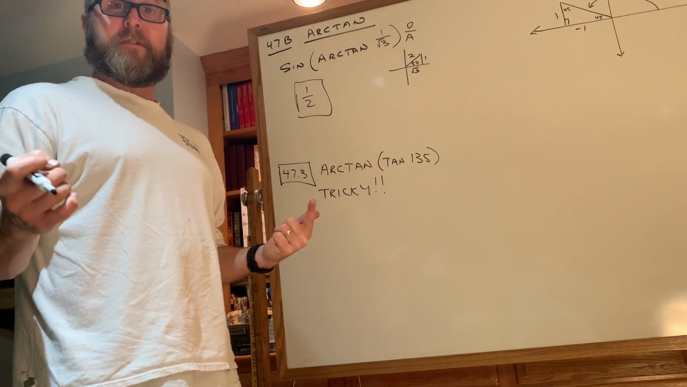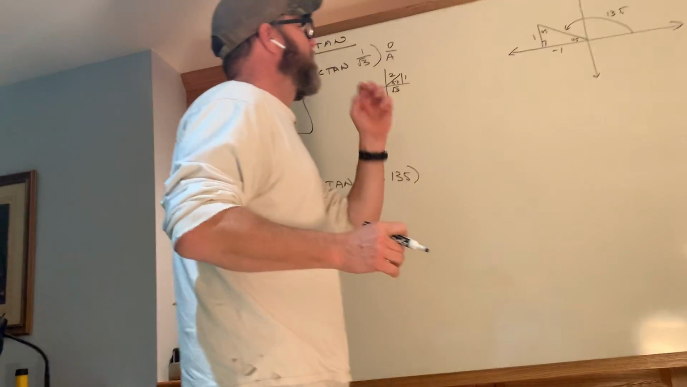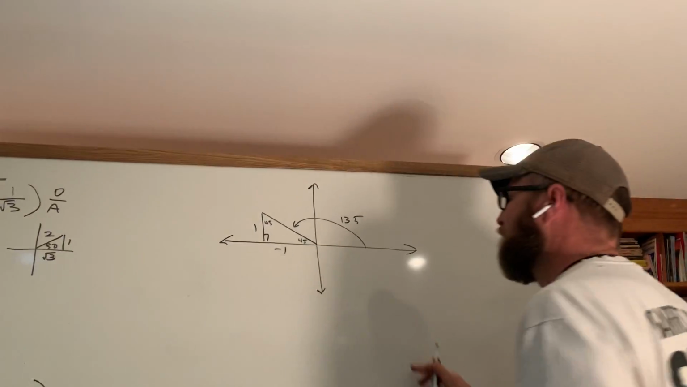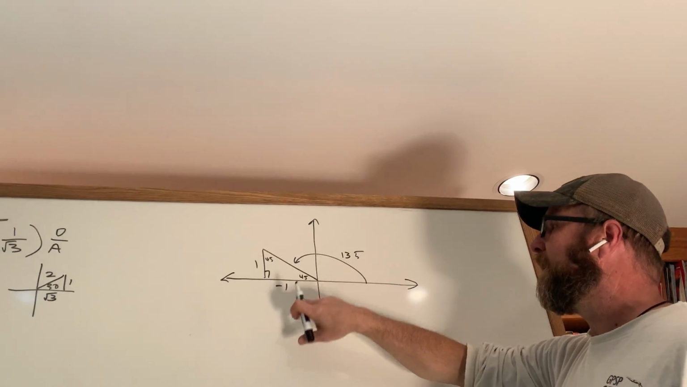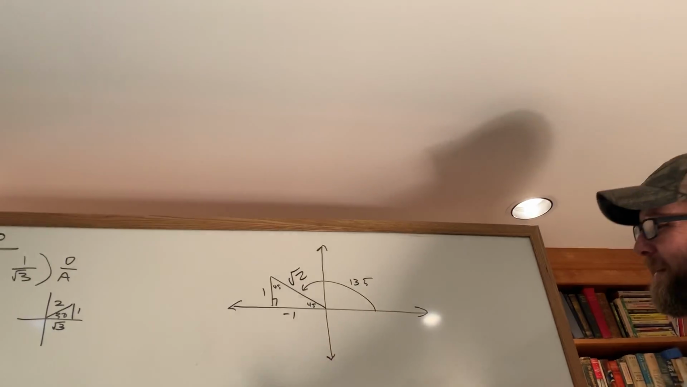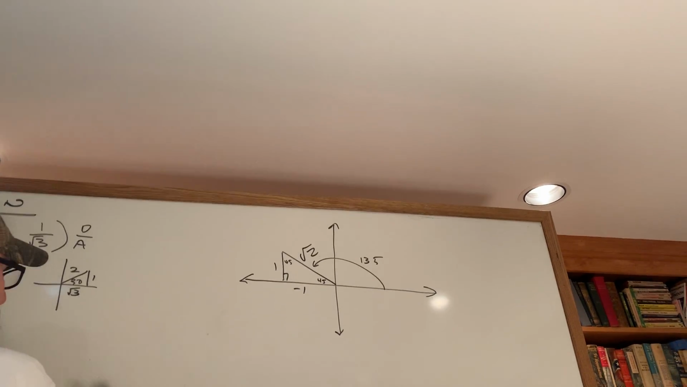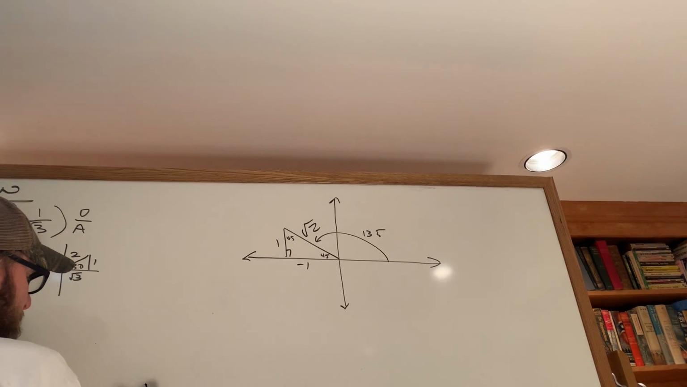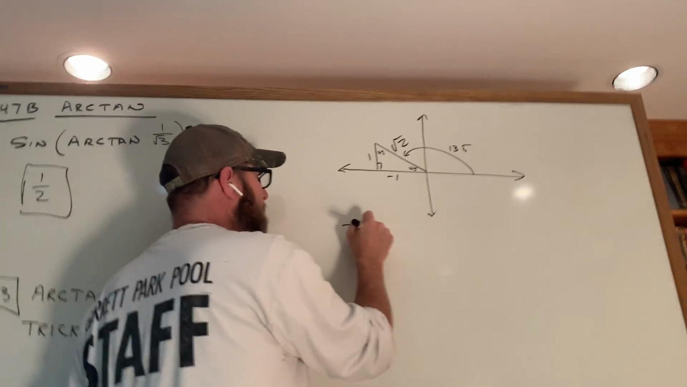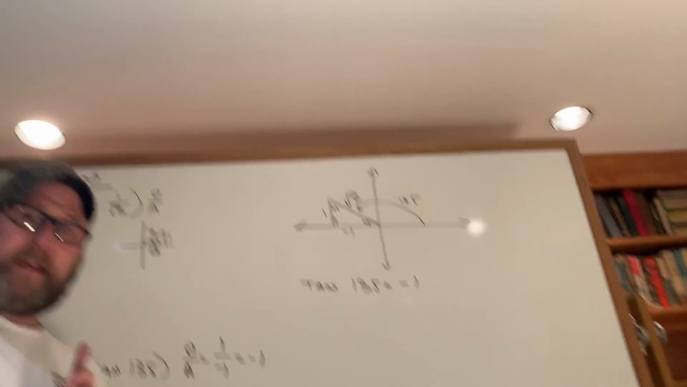But when we actually go to do the work, because it's important to show your work and work things out, I say to myself, I've got the tan of 135. So I draw 135, and that leaves me with 45 here. That gives me a 1, -1, and radical 2. But it doesn't matter, because the tan is the opposite over the adjacent. The opposite is 1 over the adjacent, which is -1, so the tan of 135 is -1.